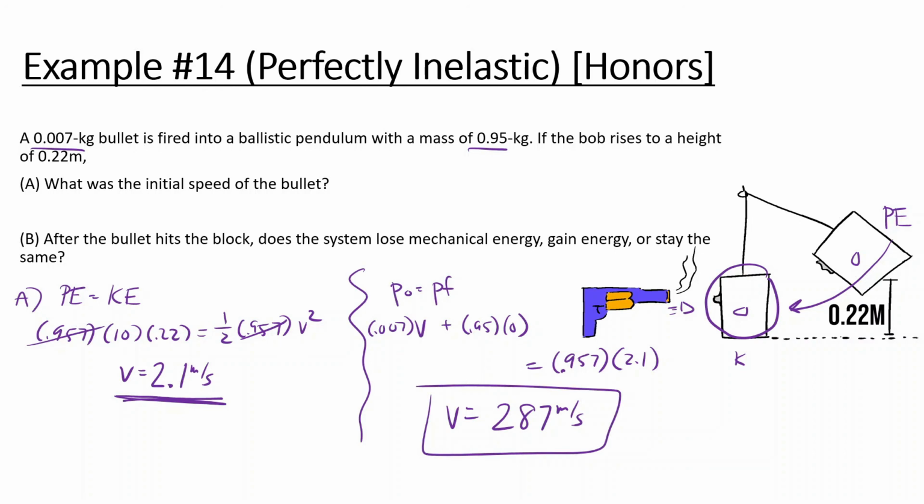Okay. B, after the bullet hits the block, does the system lose mechanical energy, gain energy, or stay the same? We should know that whenever there's a perfectly inelastic collision, it's going to lose kinetic energy. This bullet's going really fast at the beginning and has a lot of kinetic energy, but after it hits this, it loses a lot of that energy.